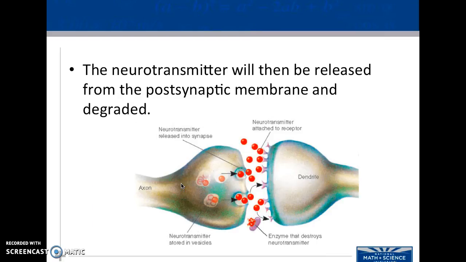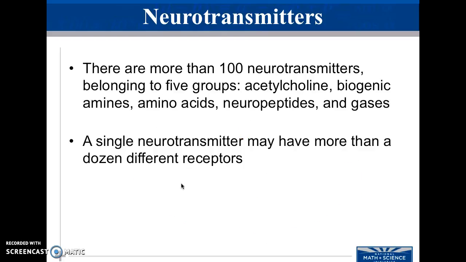Once they've done their job on the postsynaptic cell, they are degraded and they cannot be used during that time frame. What ends up actually happening is the neurotransmitters will be reabsorbed and reused. We won't talk about that much, but this is why we have a limited amount of certain neurotransmitters, and if we are lacking them, we may feel depressed or a variety of other things based on the neurotransmitter we're missing.